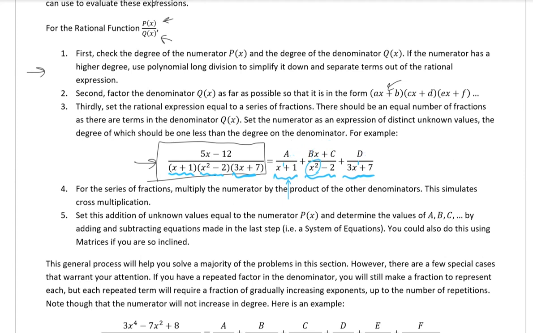Then, once you have all that ready, the trick is going to be to try to find what A, B, C, and D are, or these capital unknown values. In order to do that, what we're going to do is multiply the numerator by the product of the other denominators. So that means for this example I have up here, I'm going to see this A over x plus 1, and I'm going to multiply A by the other denominators, so x squared minus 2 and 3x plus 7.